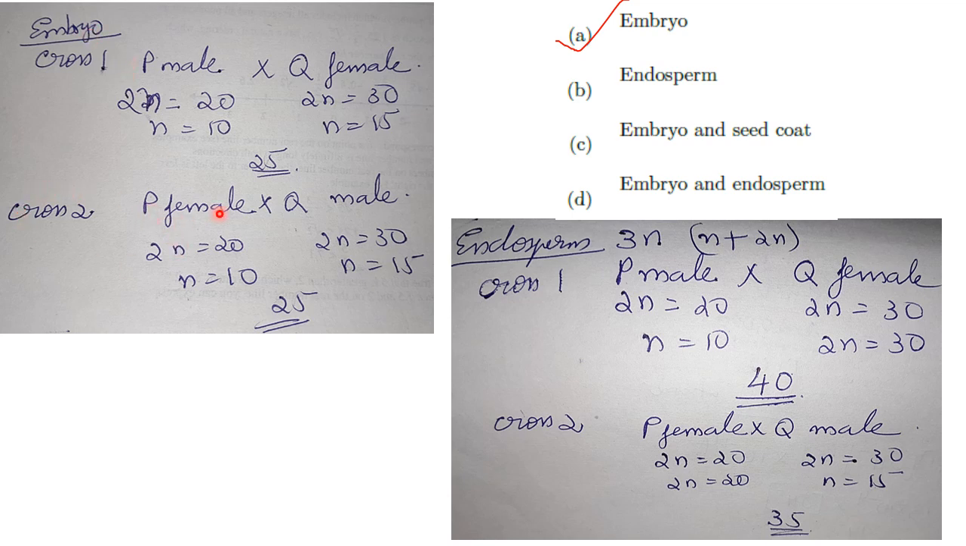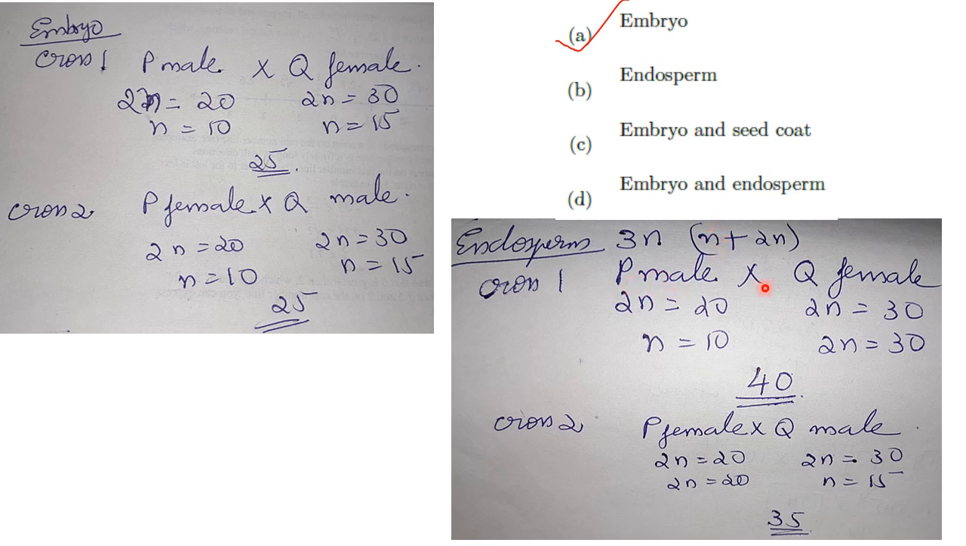Then in cross 2, P is going to be the female and Q is going to be the male. So 2n is equal to 20, n is equal to 10, 2n is equal to 30, n is equal to 15. So 10 plus 15 will be 25. So both numbers, that is 25, are the same. So it is going to be the embryo, that is your answer. It cannot be endosperm. Endosperm is 3n. An endosperm is formed as a result of the fusion between one sperm nucleus from the male parent and two polar nuclei from the female parent. So 2n comes from the female parent and n from the male.